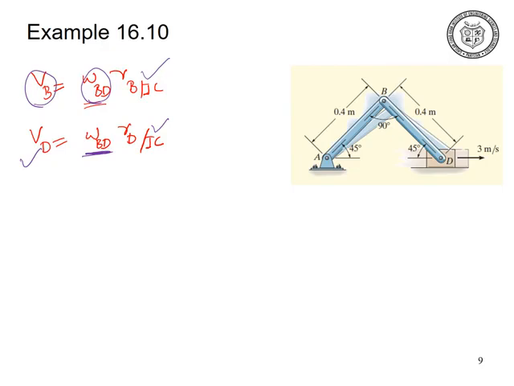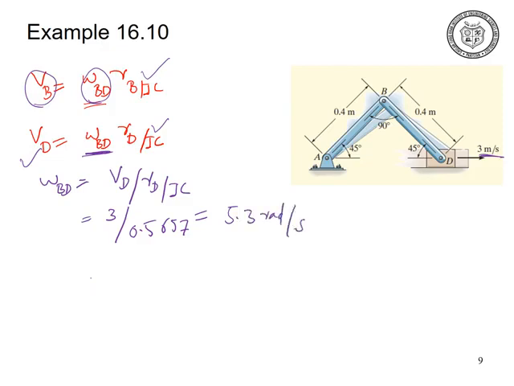So by using this equation, omega BD equals VD over RD with respect to IC. What is VD? VD is basically 3 meter per second. So this will be 3, and what is RD with respect to IC? It is 0.5657. So it is equal to 5.3 radian per second, omega BD.